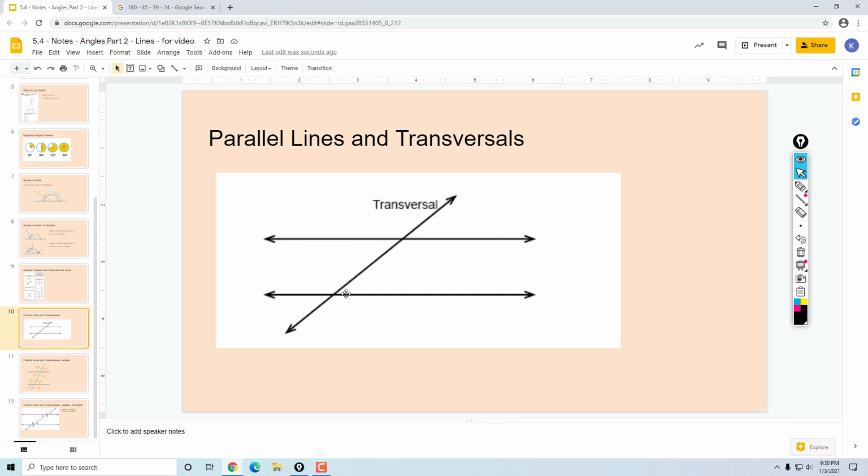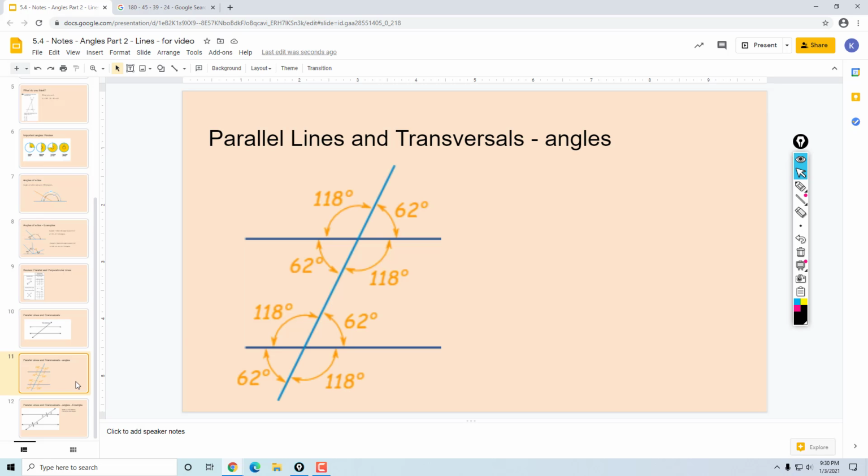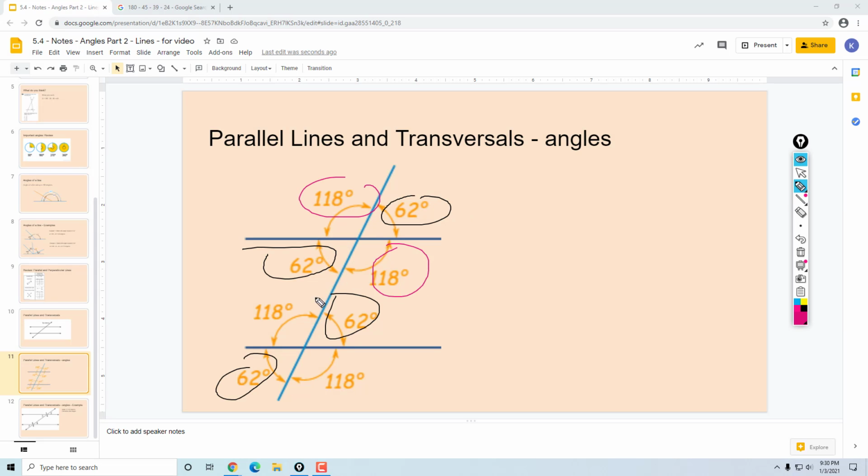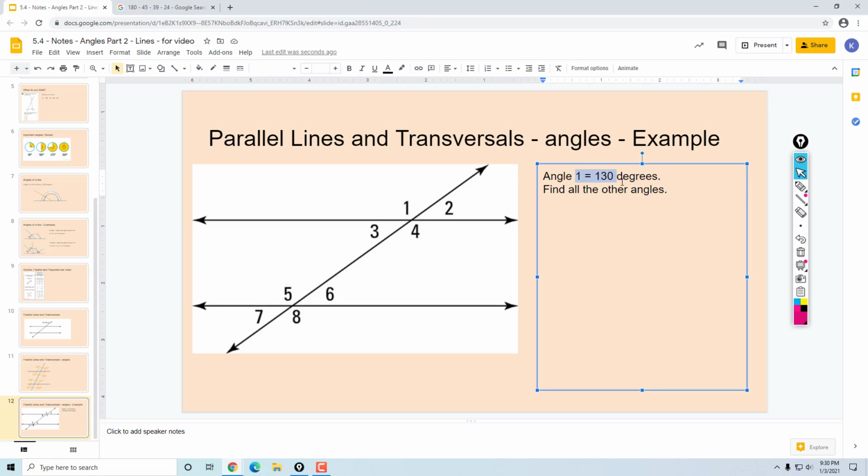When we have a third line, that's called a transversal. Anytime we have parallel lines and a transversal, these angles, these four, are the same, and these four are the same. So for example, if angle 1 is 130 degrees, then we know this is 130, and the corresponding angles, these must be 130.